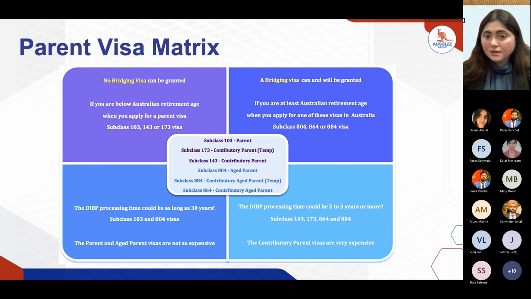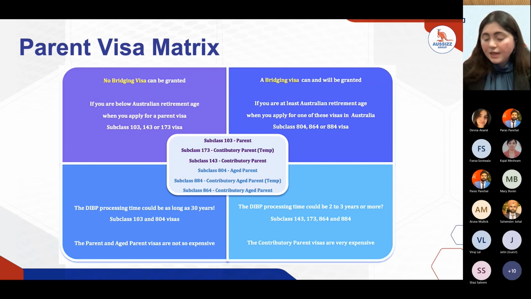Bridging visa will be granted, as you can see in the blue section, if parents are in Australia and they lodge an onshore application, which is the 804, 864, and 884. So these are the three subclasses. You get a bridging visa if you lodge the application in Australia.